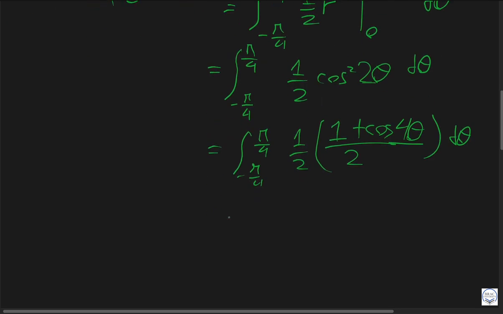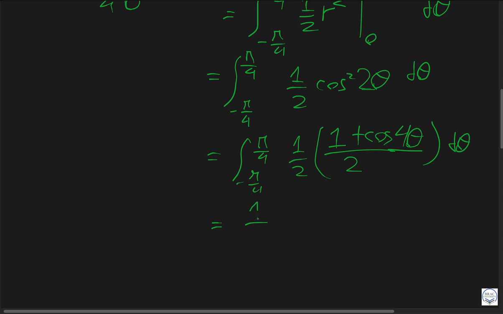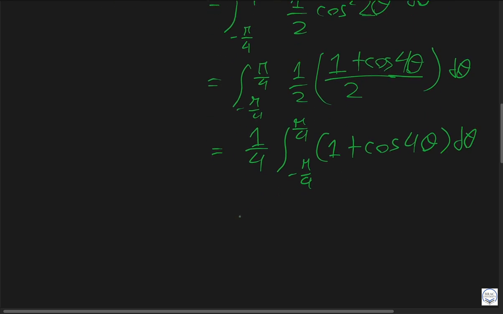Times d theta. We can take both the halves outside, so we get 1/4 minus pi over 4, simply 1 plus cos 4 theta times d theta. Now we got 1/4, and so the integration of 1 is just theta, and for cos 4 theta we have plus 1/4 sin 4 theta. The lower limit is minus pi by 4, the upper limit is pi by 4.